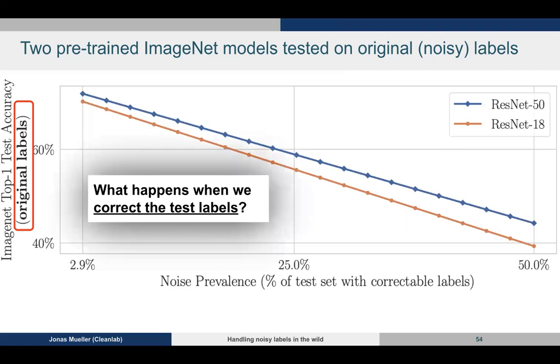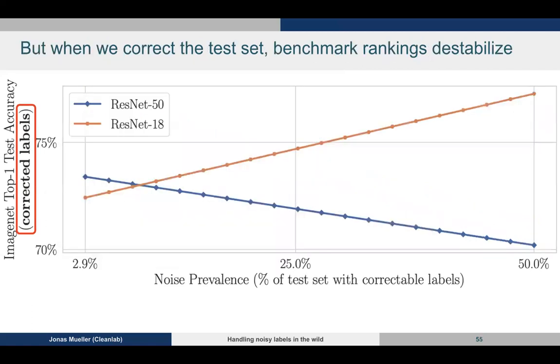But what happens if we correct the test labels? Everyone expects ResNet 50 to be better than ResNet 18. It's a much bigger model with more parameters. But actually, if we evaluate their accuracy on these corrected labels, we found that the ResNet 18 can actually be better in certain settings if the noise prevalence is high in the data, specifically around 9% here.